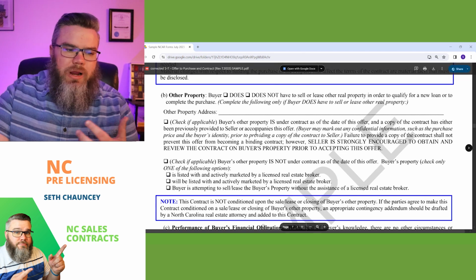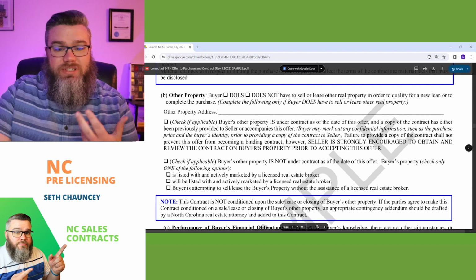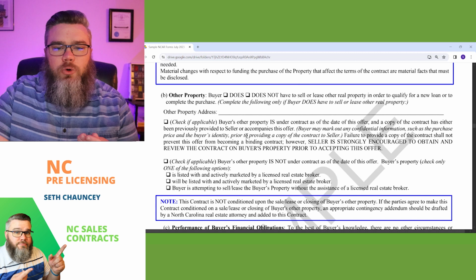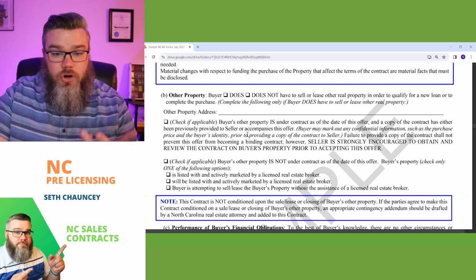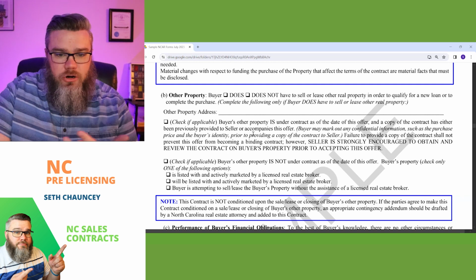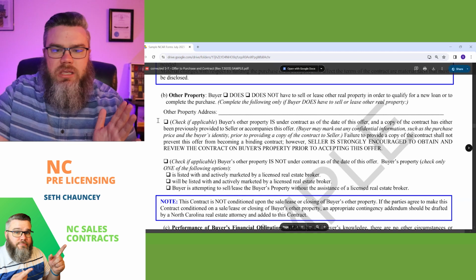Understand that this little section right here, if you read through it, it's just asking if you have another property to sell in order to qualify for a loan, but it's not creating a contingency. It's factual only. Tell us if you have another property to sell, but regardless, if you terminate or not, you're still bound by the due diligence and earnest money criteria. So this is not a contingency. Do not read this and think that it is.